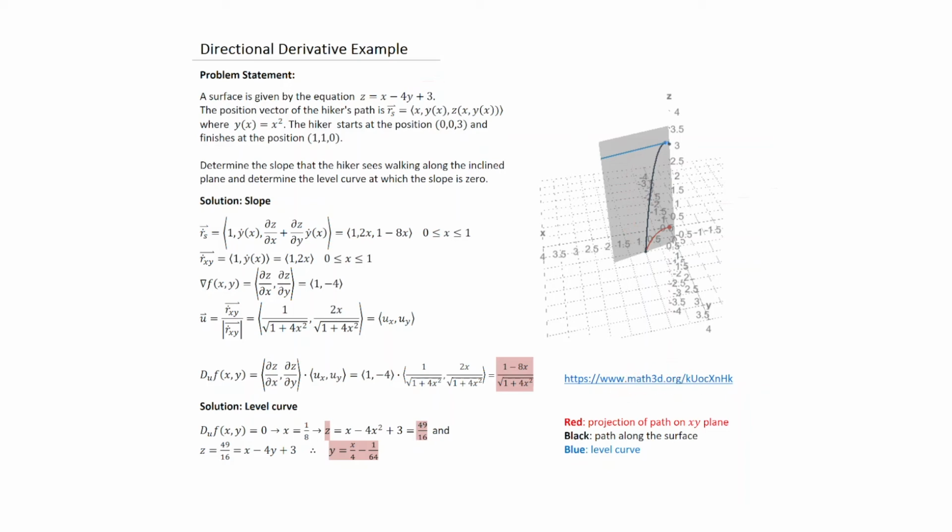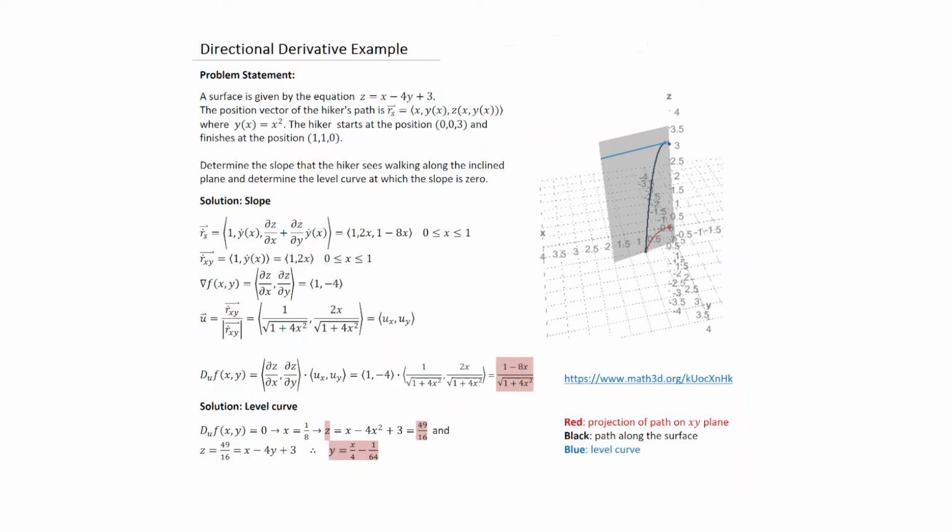And the position vector of the hiker's path, we'll put it in explicit form, is x, y of x, z of x, y of x. And the path taken on the xy plane is y of x equals x squared. The hiker starts at the position 0, 0, 3 and finishes at the position 1, 1, 0. So as far as the x is concerned, because that's the variable that's changing, x goes from 0 to 1. So the objective is to determine the slope that the hiker sees walking along the inclined plane.